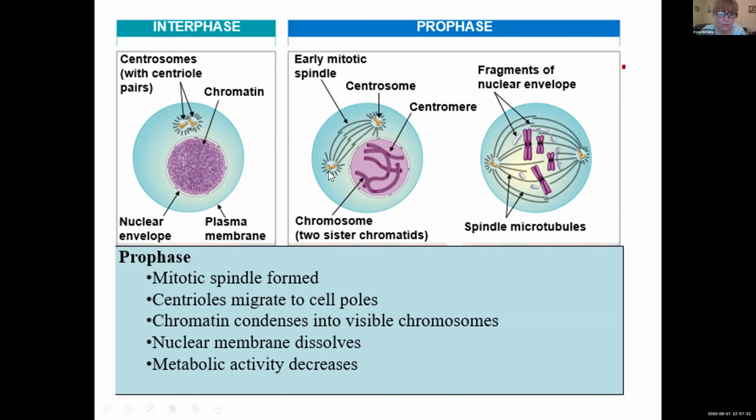Now centrioles, so this is the centrosome, and inside those yellow structures are called centrioles. They migrate to the cell poles. Now chromatin inside the nucleus condenses and becomes visible, so now we can see chromosomes. Now the nuclear membrane dissolves, so you can see the pieces over here. So that's late prophase. And of course, the cell decreases its metabolic activity.